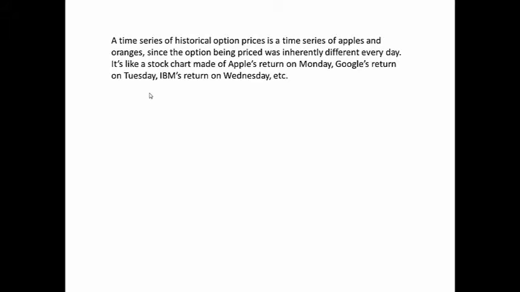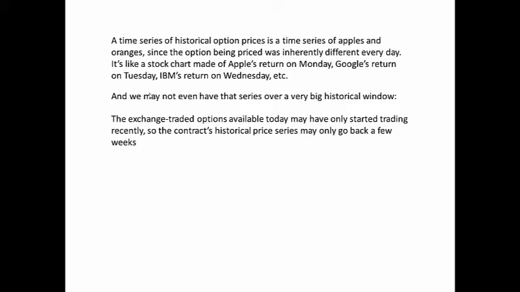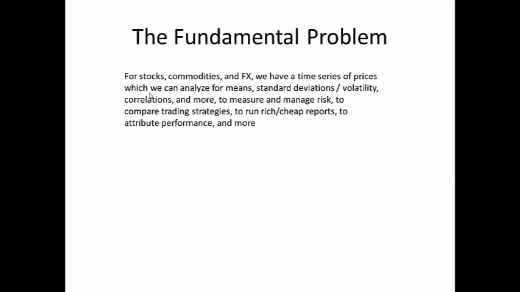A time series of historical option prices is a time series of apples and oranges, since the option being priced was inherently different every day. It's like a stock chart made up of Apple's return on Monday, Google's return on Tuesday, IBM's return on Wednesday, and so on. And we may not even have that series over a very long historical window. The exchange-traded options available today may have only started trading recently, so the contract's historical price series may only go back a few weeks. And historical price series for OTC options aren't even published.